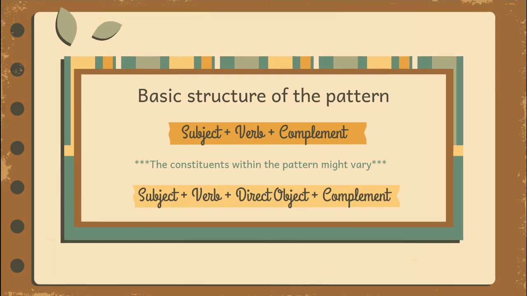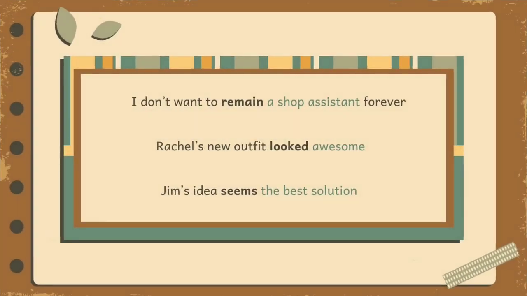Let's look at some examples. Here we have three different sentences which include only a complement immediately after the verb. The verbs of each sentence are written in bold, and if we pay specific attention to them, we can see that they are mostly linking and sense verbs. These kinds of verbs require a complement to fulfill their meaning in the sentence, and these complements could be either a noun phrase or an adjective that identifies, describes, or gives information about the subject. Thus, "I don't want to remain a shop assistant forever," "Rachel's new outfit looked awesome," and "Jim's idea seems the best solution" contain a subjective complement.